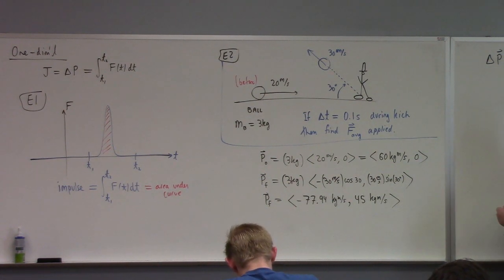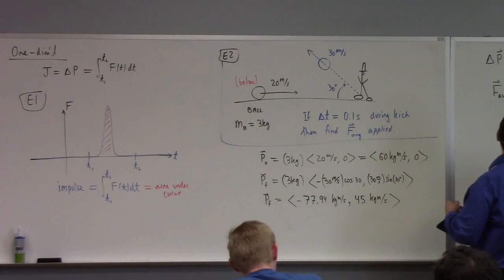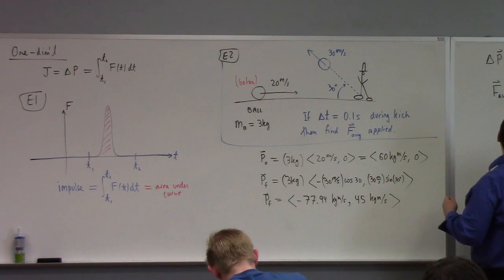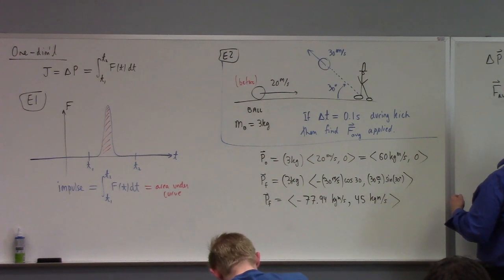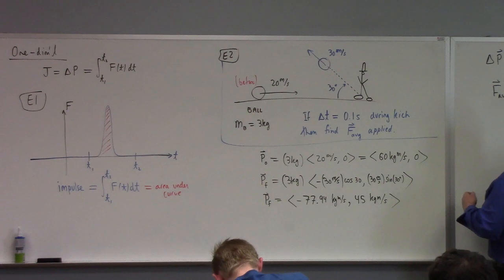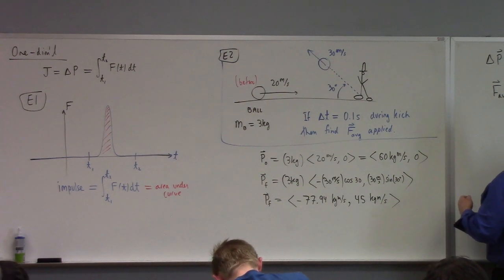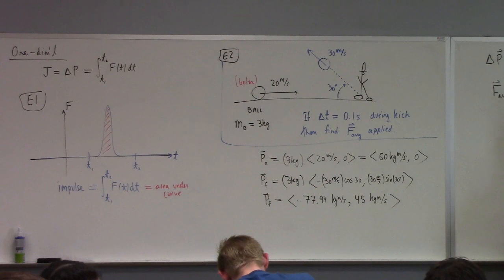All right, great. So then the average force of Mr. Top Hat during the kick apparently is minus 137.94 and 45 divided by 0.1. We've got kilogram meters per second divided by seconds, which is second squared.